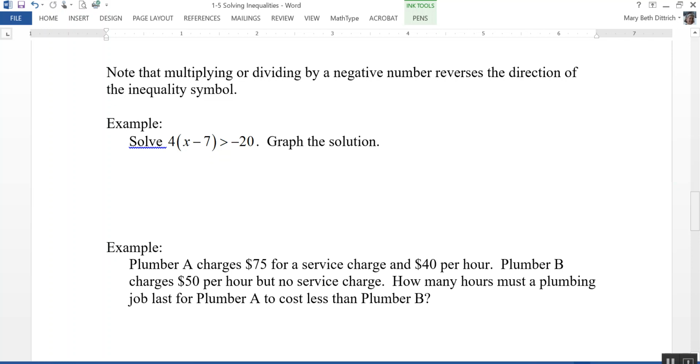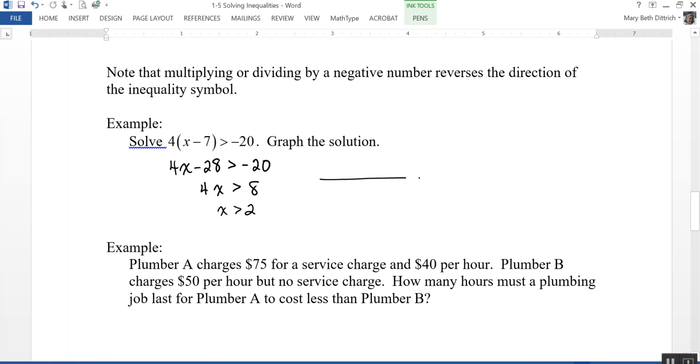So we need to solve the inequality 4 times the quantity x minus 7 is greater than negative 20. And let's graph the solution. So first thing I want to do is distribute that 4. Okay, and now I'm going to solve. To do that I need to add 28 to both sides. So 4x is greater than 8. Notice, even though I have a negative 28 there and a negative 20 there, I'm not multiplying, so there's no flipping. Divide by 4 and x is greater than 2. Don't flip because I divided by a positive number.